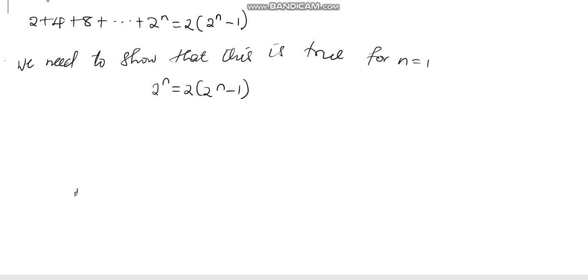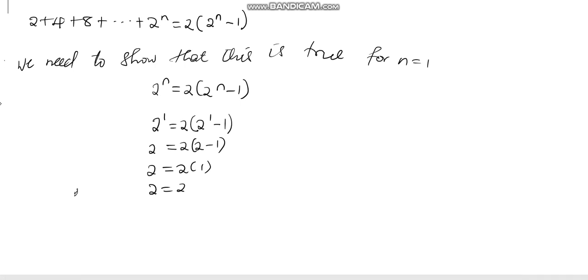Then where there's n here, we're going to put 1. We substitute with 1, so we have 2 to the power 1 is equal to 2 open brackets 2 to the power 1 minus 1. So here 2 to the power 1 is just 2, equal to 2 open brackets 2 minus 1. So 2 is equal to 2 multiplied by 1, then 2 is equal to 2. This shows that the statement is true for n equals 1, because we've gotten the first term of the series.